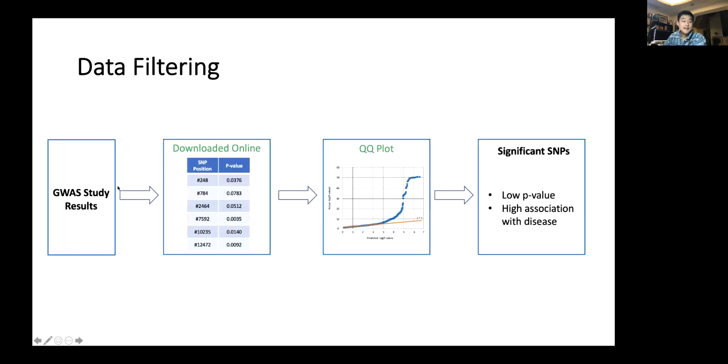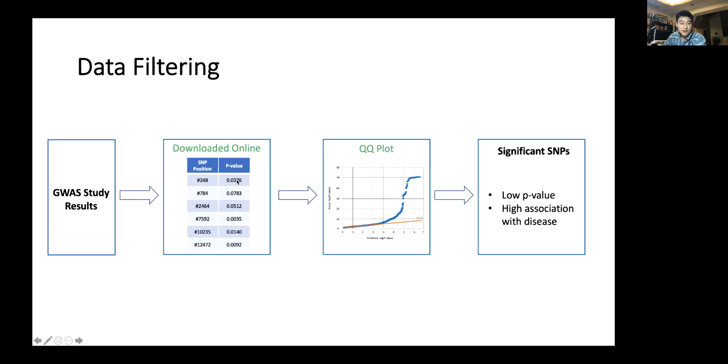project. So first, I downloaded these GWAS study results online, which should be in this format. So one row is the positions of these mutations, SNPs, and the other row is p-values. The p-value for a particular SNP is essentially a measure of how closely that SNP correlates to the occurrence of a particular disease. So essentially the probability or the correlation score.